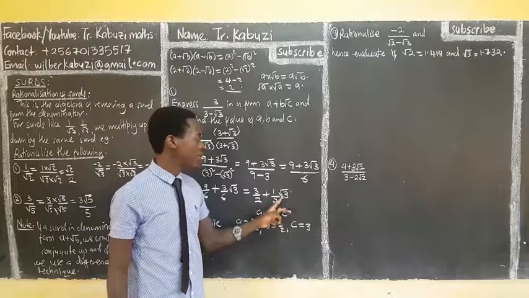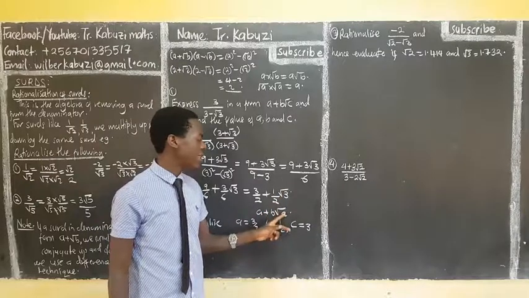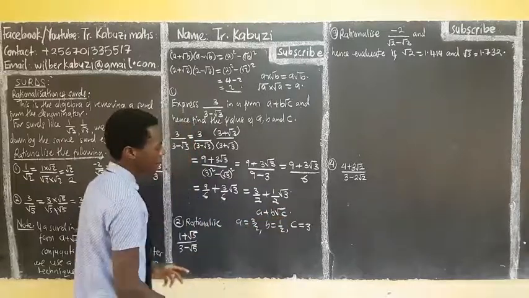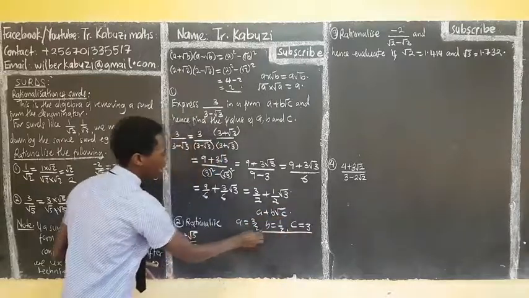So what is under root here is 3. What's under root here is 6. So c is equal to 3, not root 3, because c is what is under root. And so you are through with that question.